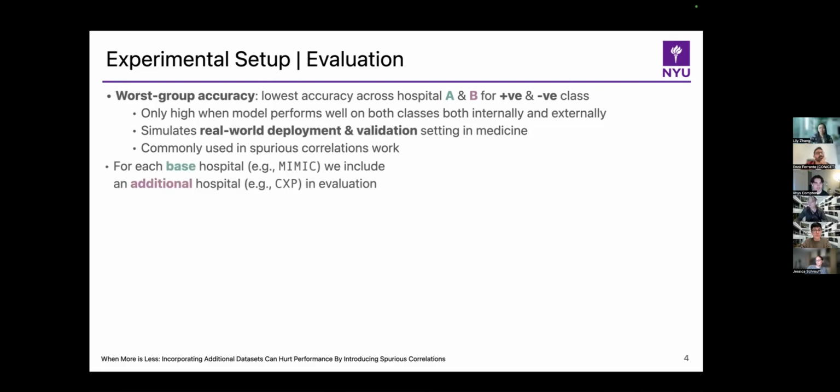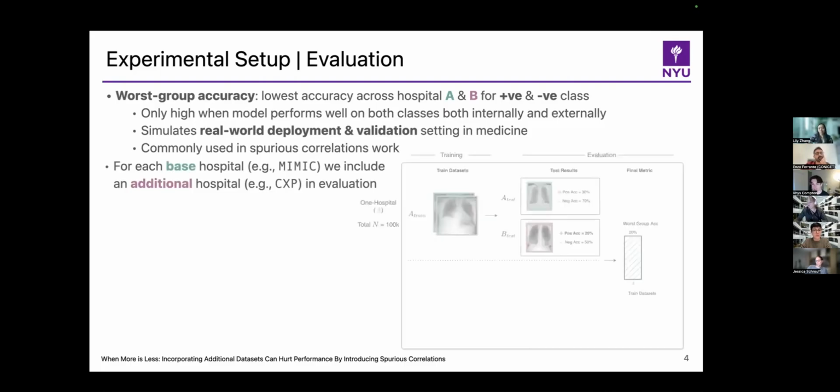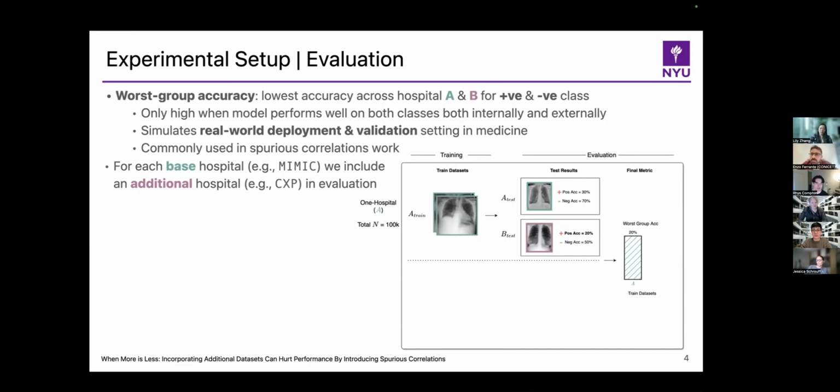The way we calculate it is we have a base hospital and an additional hospital. We first train a model for predicting a certain disease on the base hospital, and we evaluate it on the base and the additional hospital by calculating the positive and negative accuracy on each hospital individually, and then taking the lowest of those as the final metric for this run. We use the terms positive and negative accuracy, but as an aside, these have direct analogs to sensitivity and specificity, which some of you may be more familiar with.